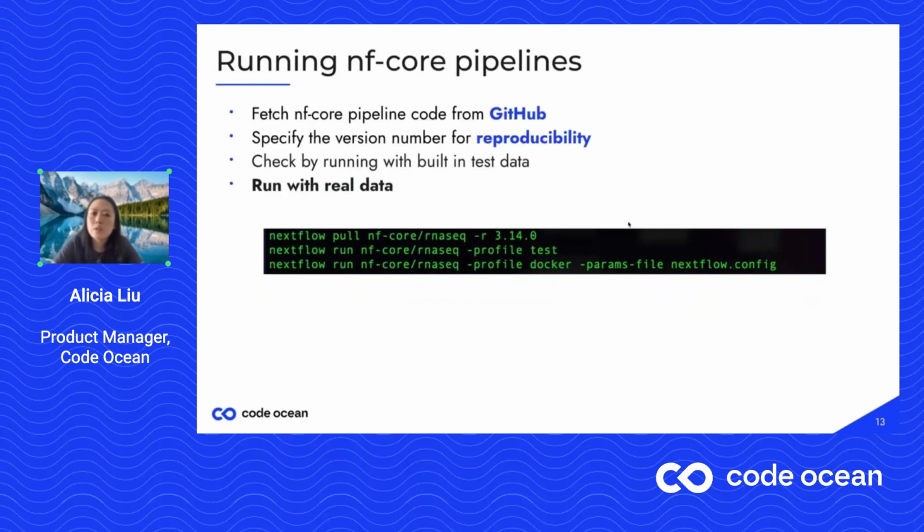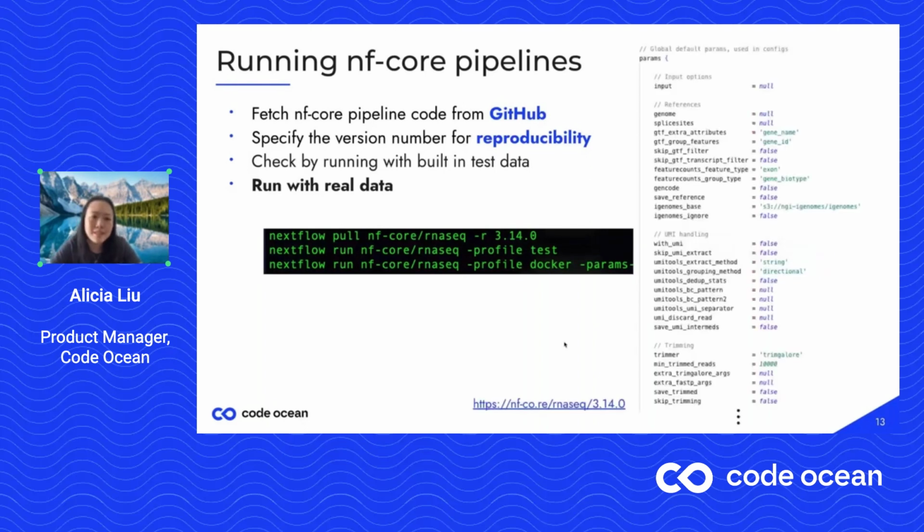And then you will need to fetch your pipeline. Now, Nextflow will do this for you. You can specify a version number of that pipeline for reproducibility, which we also like here at CodeOcean. Every pipeline comes with a small test data, so it's good to run that just to make sure everything is working properly. And lastly, you will want to run it with your real data, which often involves configuration files and parameters, such as what you're seeing on the screen here. So that's basically the long and short of what I did. So it sounds pretty simple, right?